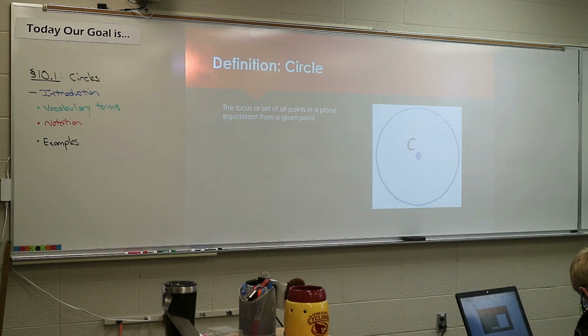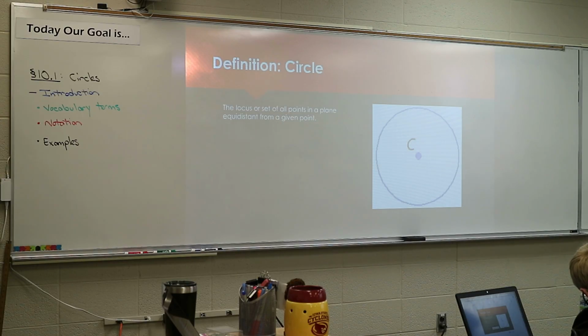So this is the example. I think this showed up in your Nearpod, the actual picture itself. But the idea is that these are the set of all the points. There's an infinite number of points here that are equidistant from that central location. Okay? So this could be a locus, or these could each be a locus or loci. There's the plural. But they're all from a central point.